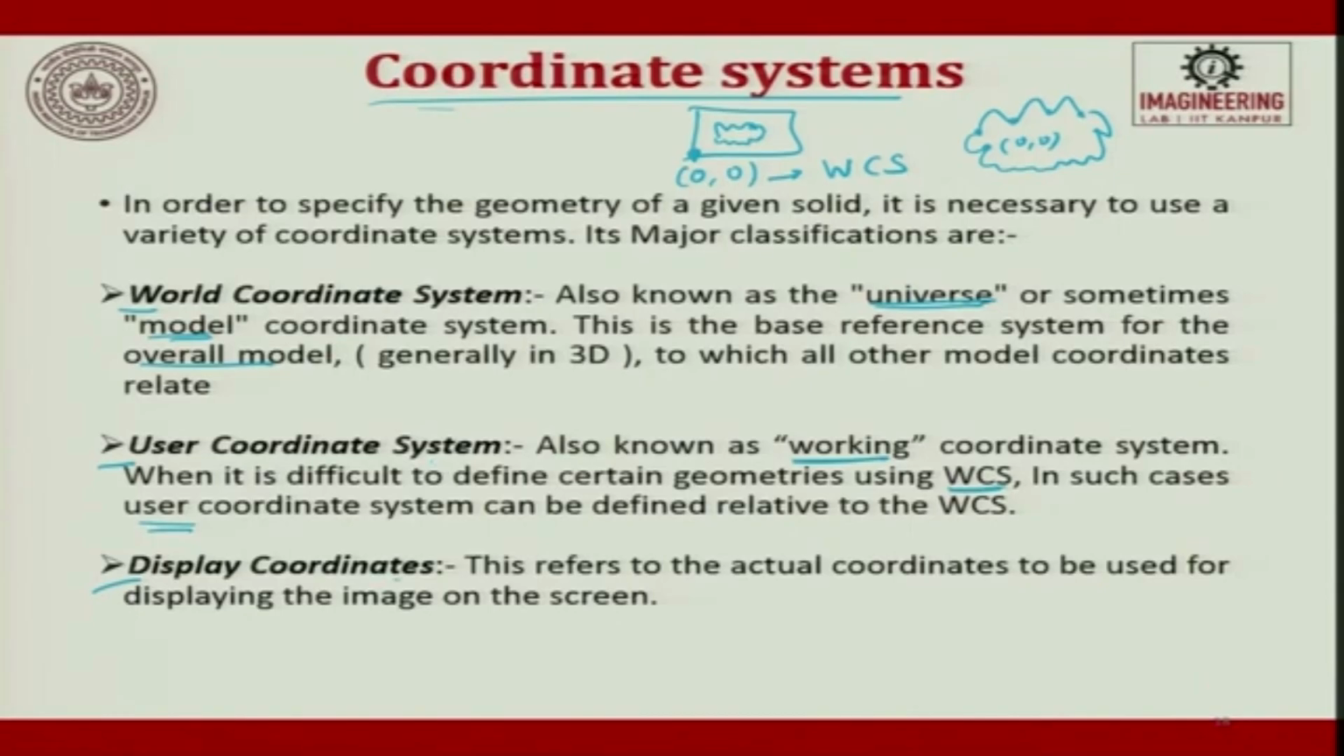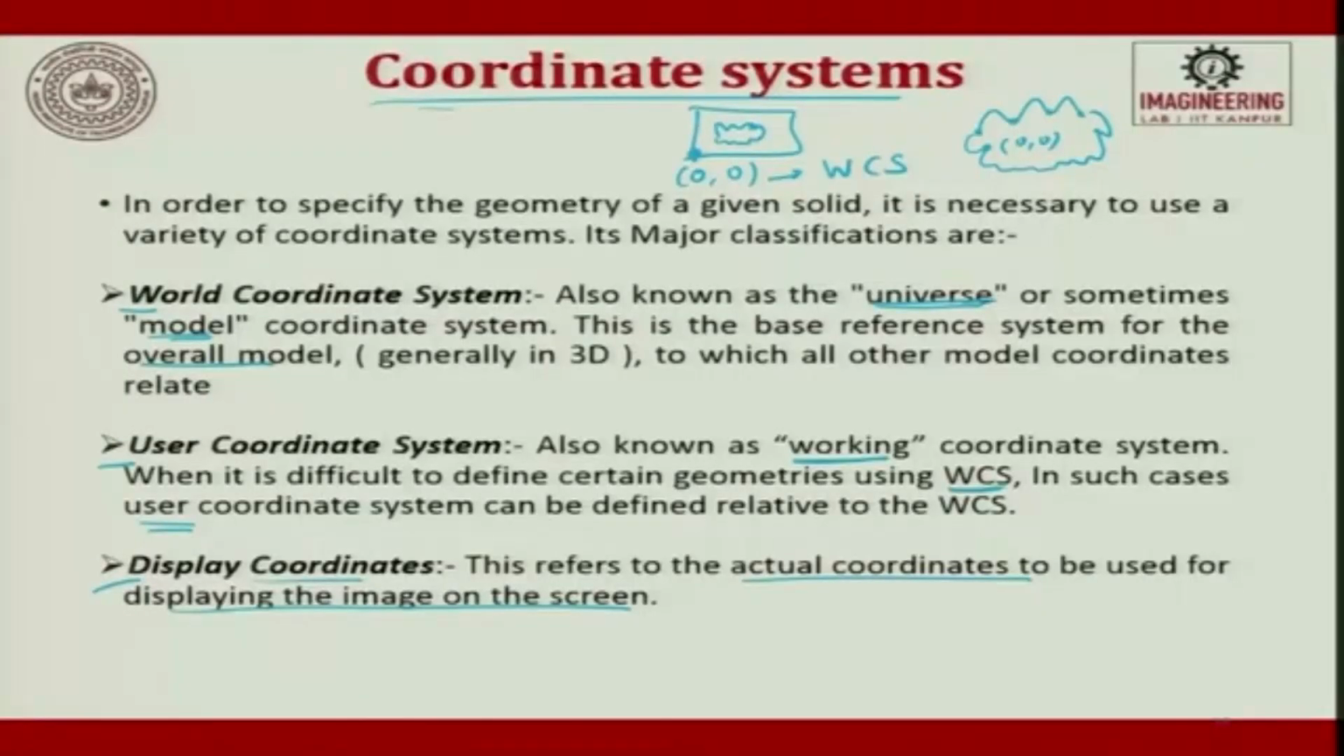The last one is display coordinates. It refers to the actual coordinates used for displaying the image on the screen. Many times on the screen you can see these display coordinates also come. When you use any of these CAD softwares, you can see the world coordinate option, user coordinate option as well as display coordinate option given to you.